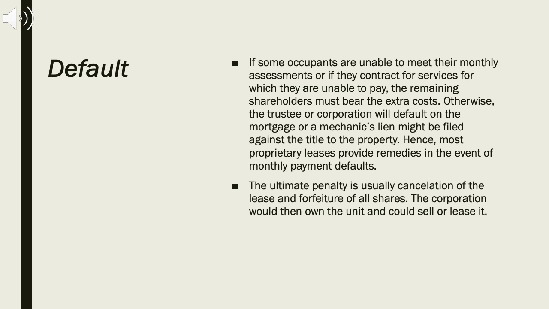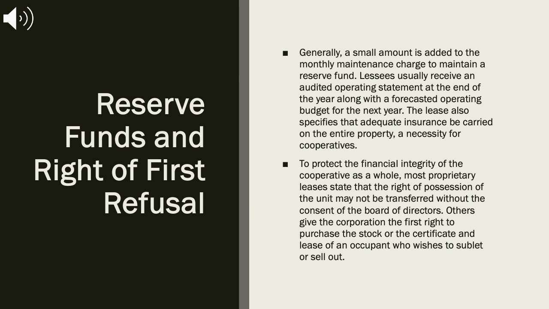The corporation would then own the unit and could sell or lease it. Reserve funds and right of first refusal. Generally, a small amount is added to the monthly maintenance charge to maintain a reserve fund. Lessees usually receive an audited operating statement at the end of the year, along with a forecasted operating budget for the next year. The lease also specifies that adequate insurance be carried on the entire property, a necessity for cooperatives.